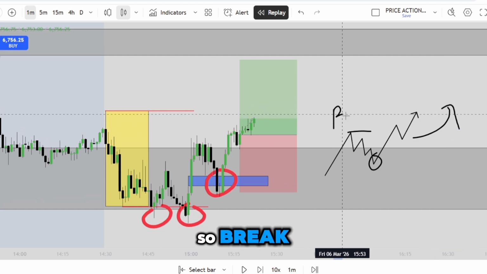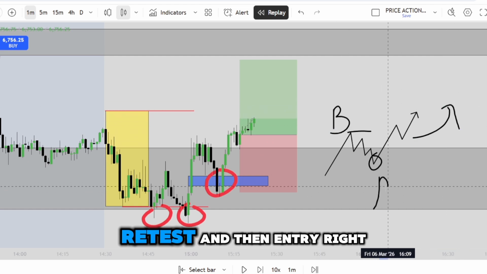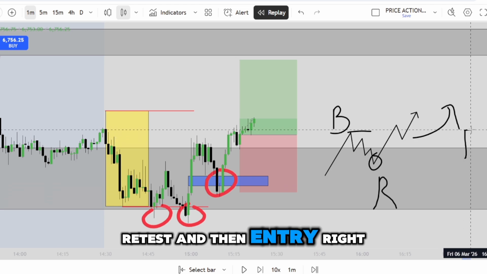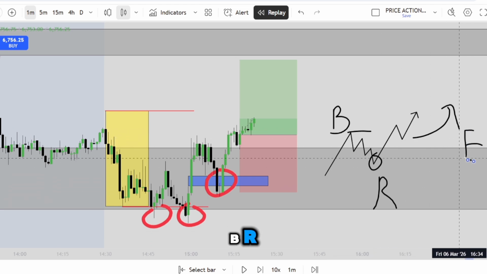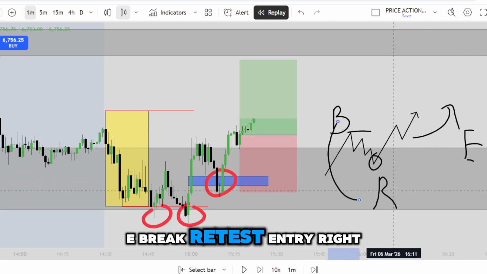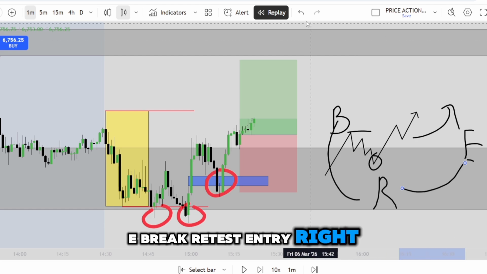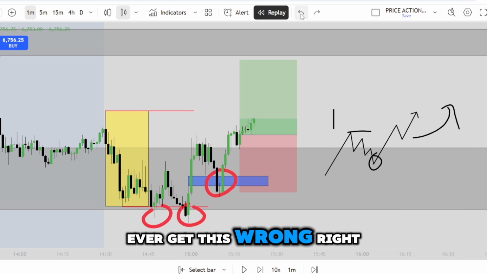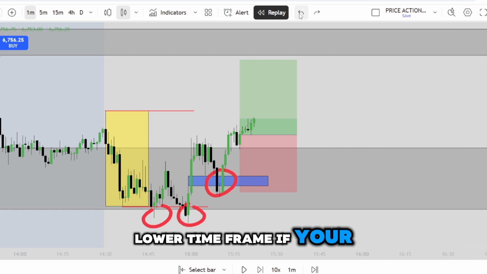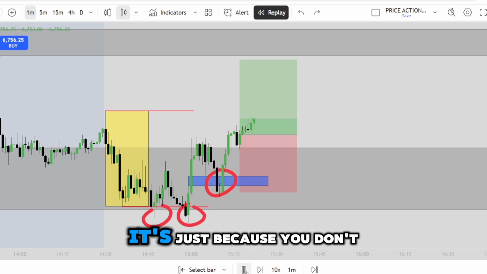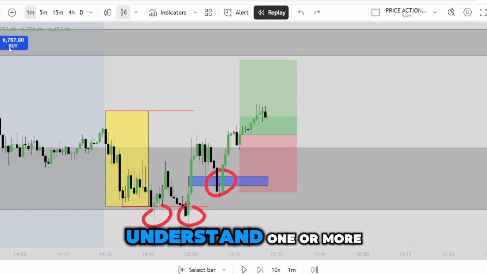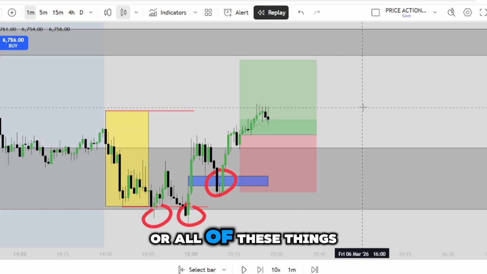So break, retest, and then entry, right? BRE: break, retest, entry. Never, ever, ever get this wrong, right? Lower time frame: if your lower time frame executions are messing up, it's just because you don't understand one or more or all of these things, right?